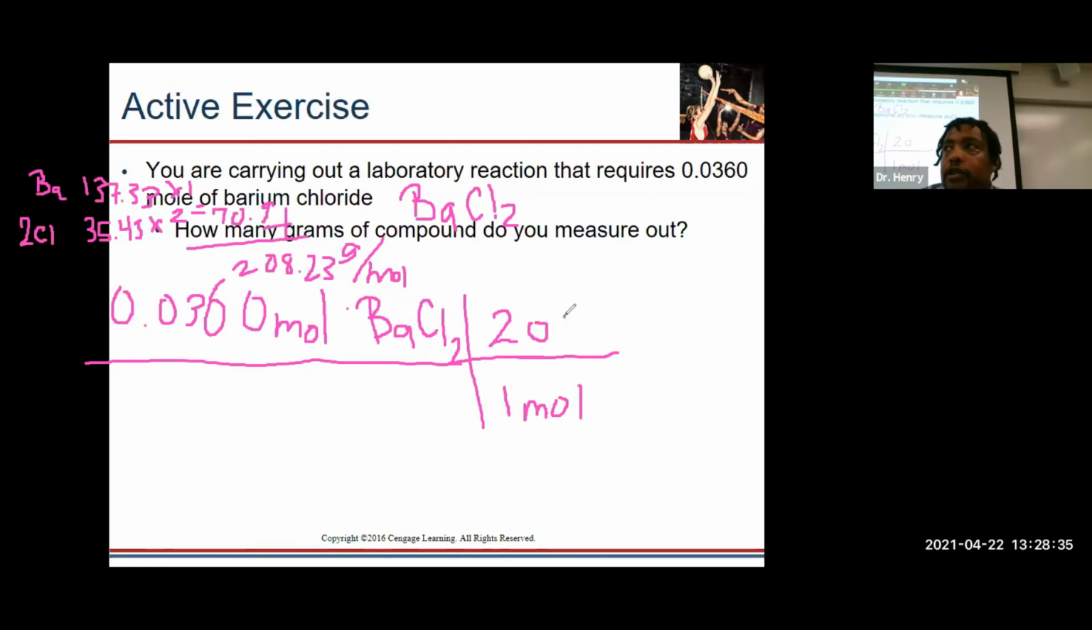So I want to get rid of the number of moles, so I want to put my grams on top because I want grams.